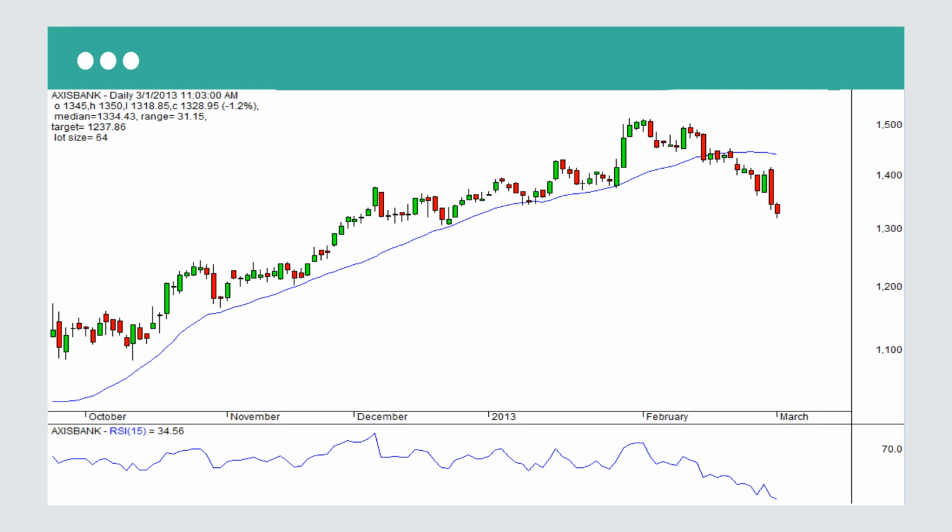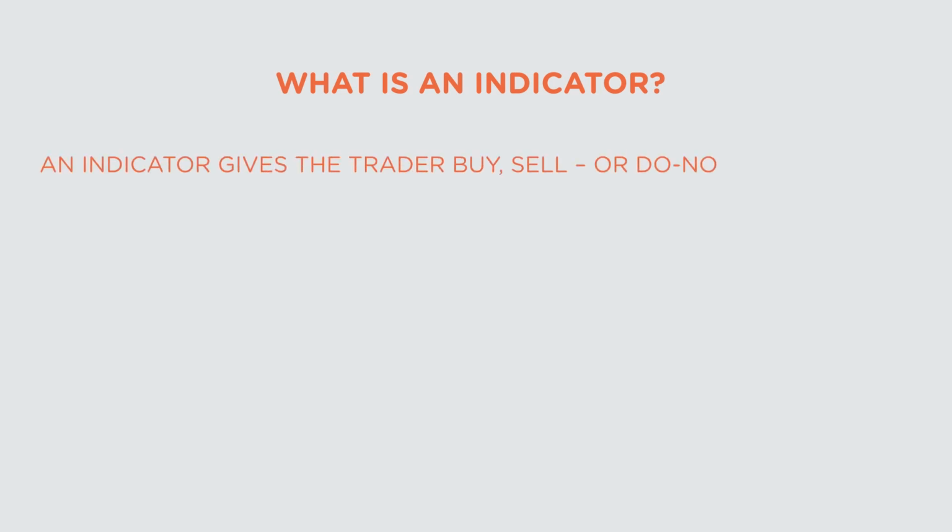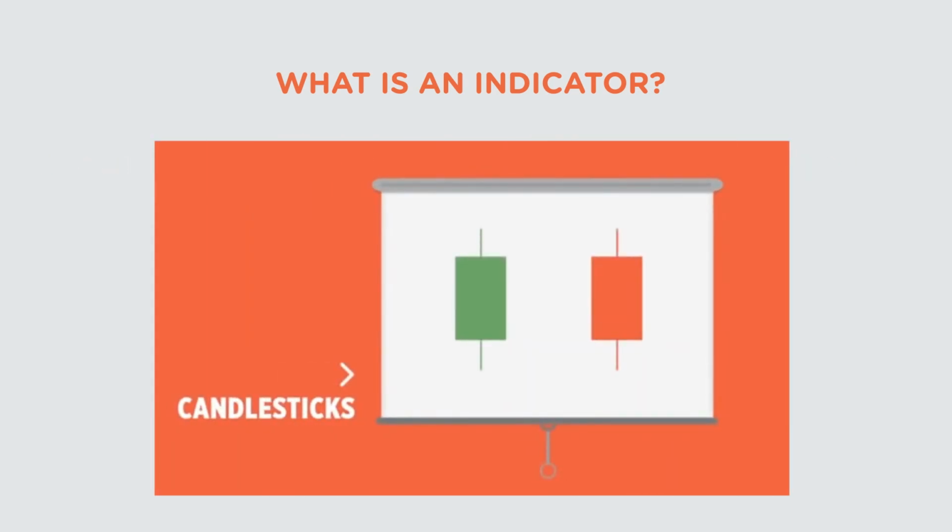Indicators are, in fact, a great help in making informed trading decisions, and informed trading decisions carry less risk. So, what is an indicator? An indicator is supposed to give the trader buy, sell, or do nothing signals. That's the primary function. These indicators are based on price data, that's the open, the high, low, close of the stock. Frequently, indicators also include volume and open interest in calculations that give us different kinds of indicators.